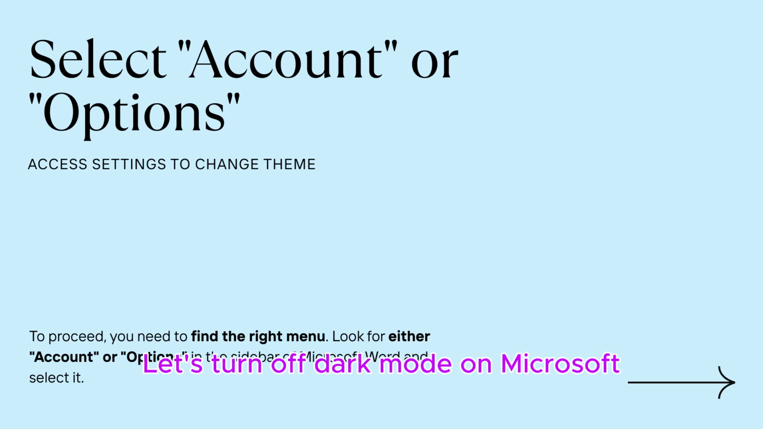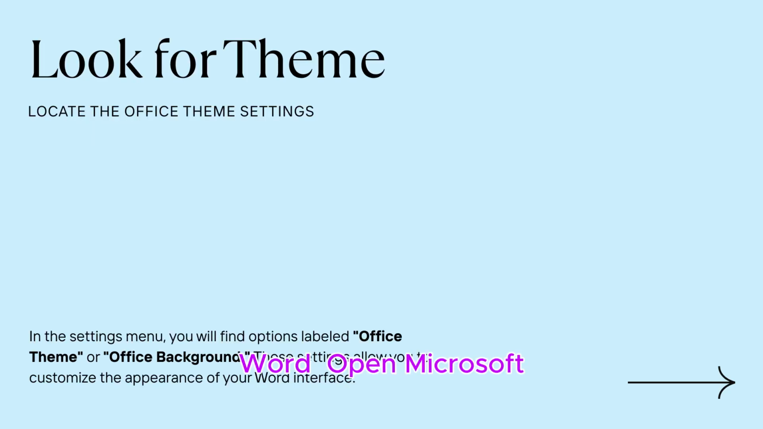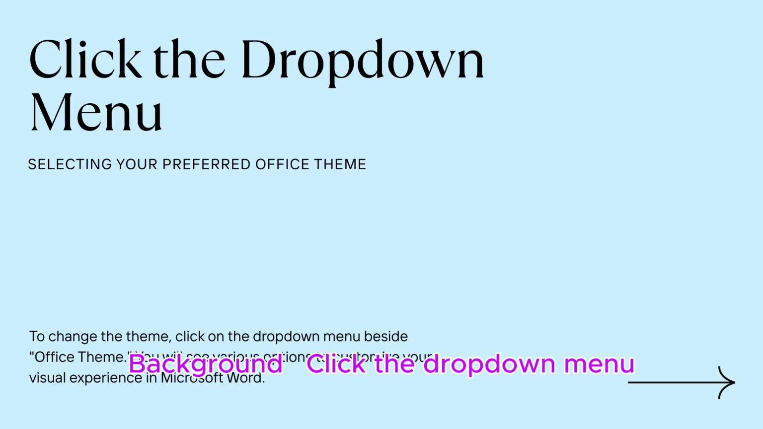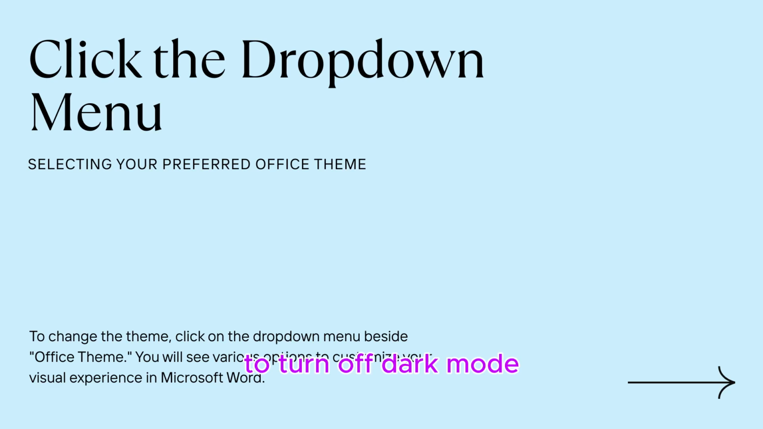Let's turn off dark mode on Microsoft Word. Open Microsoft Word on your computer. Click File in the top left corner. Select Account or Options. Look for Office Theme or Office Background. Click the drop-down menu. Choose Colorful or White to turn off dark mode.